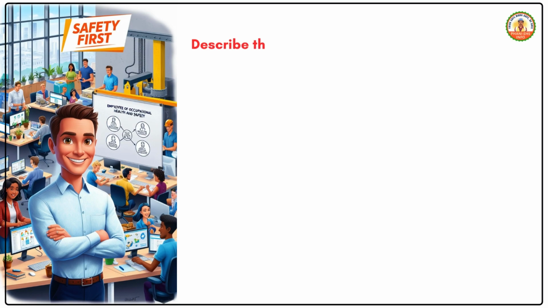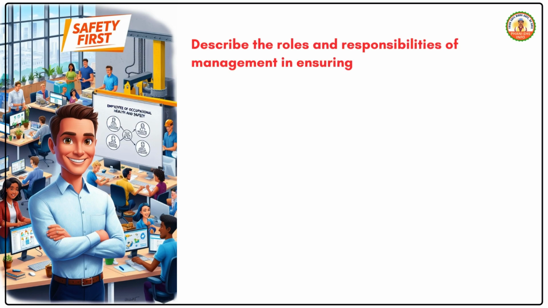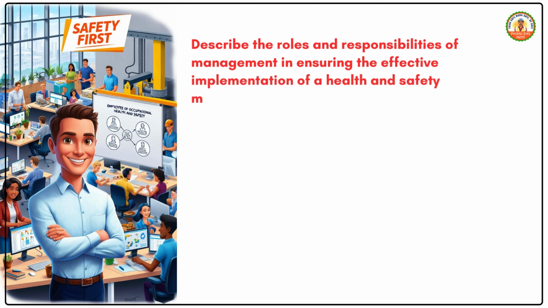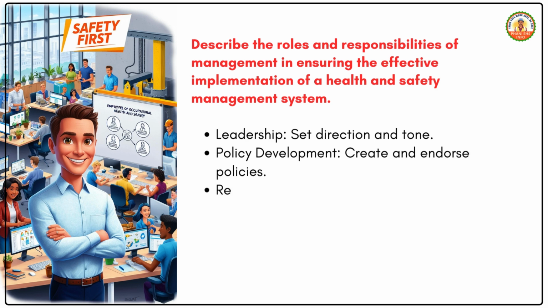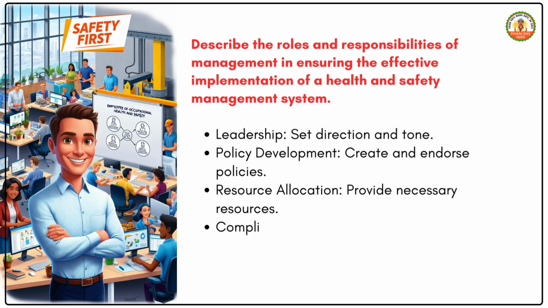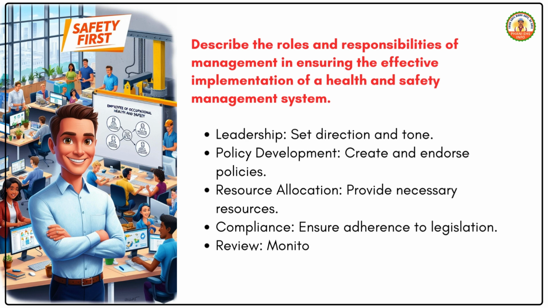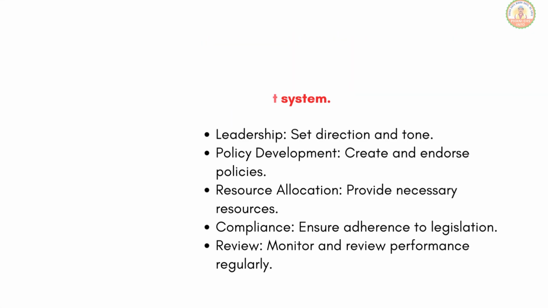Describe the roles and responsibilities of management in ensuring the effective implementation of a health and safety management system. Leadership, set direction and tone. Policy development, create and endorse policies. Resource allocation, provide necessary resources. Compliance, ensure adherence to legislation. Review, monitor and review performance regularly.